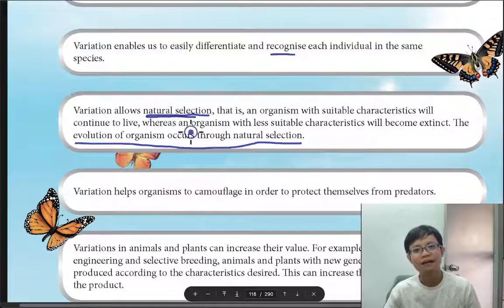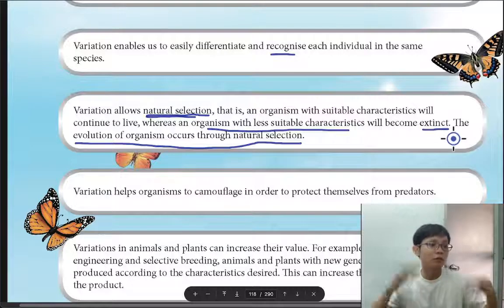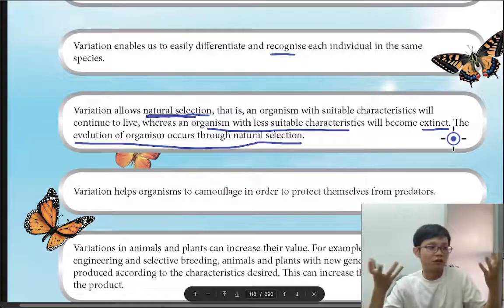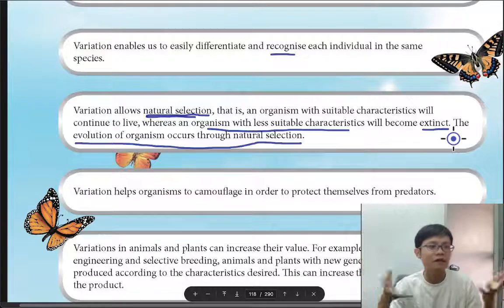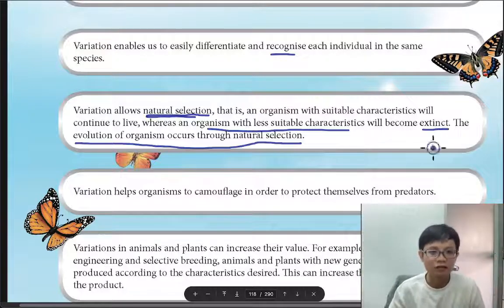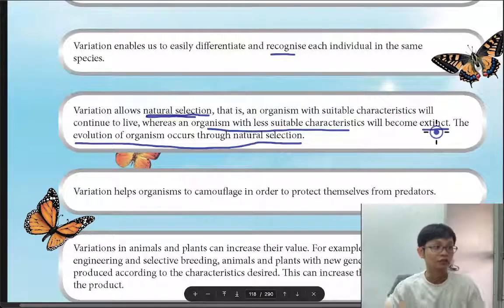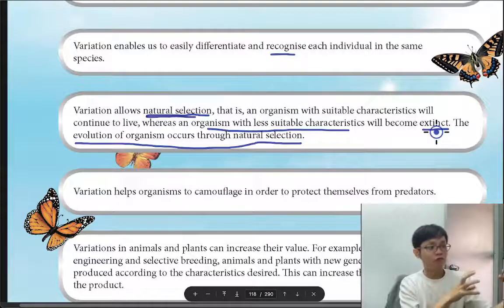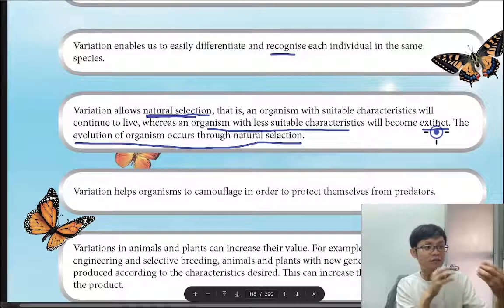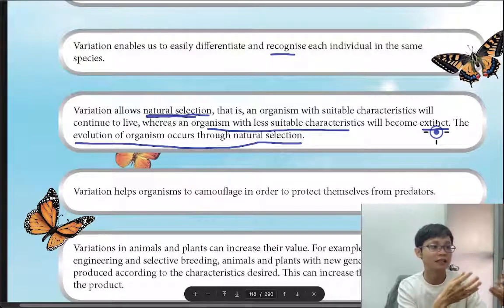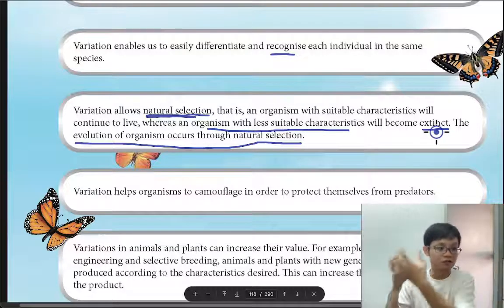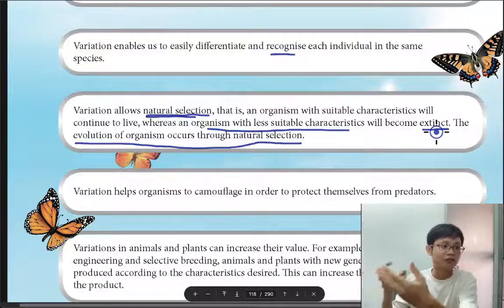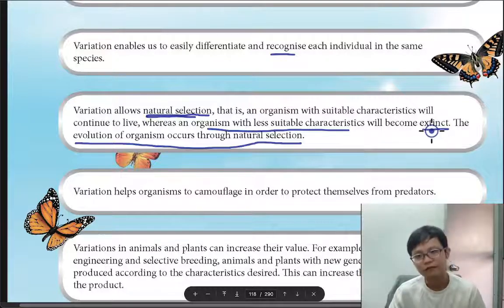Where organisms with less suitable characteristics will become extinct. Means no more already lah, because you are weak, you are not good, then no more already lor. One day they die, no more. So I'm not talking about human lah, animals as well. So the strong animal will survive, the weak animal cannot continue to pass on the genetic, so the gene will just die. The strong will continue to pass on the genetic, so it will continue to survive.